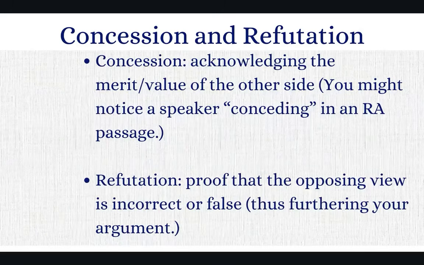The second method for addressing the counter argument is a concession and refutation. This approach is a little bit softer because the concession means that you are acknowledging the merit or the value of the other side. Now, like I said before, we need a pair, so a concession should be followed by a refutation. So even though you're acknowledging that there is some value to the opposing argument, you still want to provide proof that the opposing view is incorrect or false, and that your side is the side to go with, thus furthering your own argument.